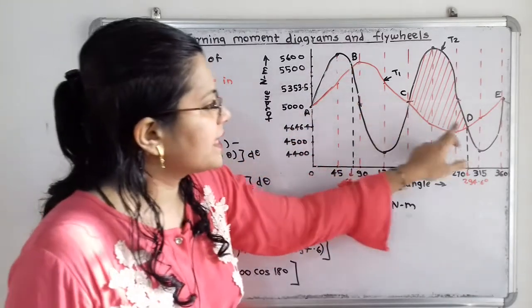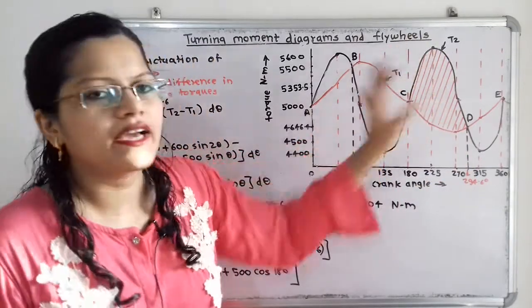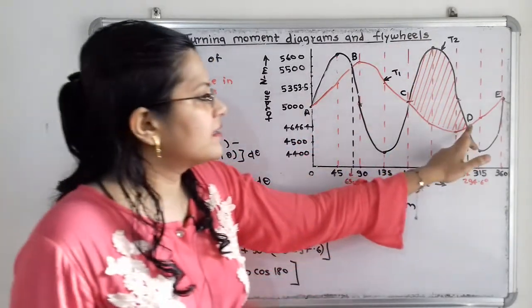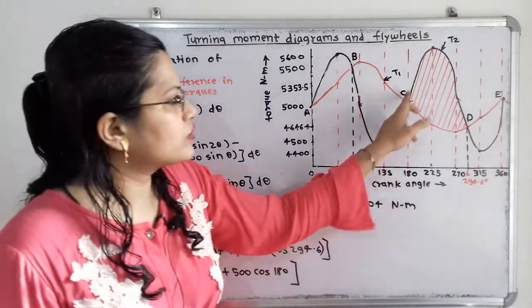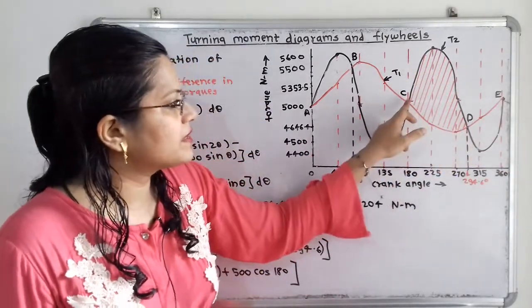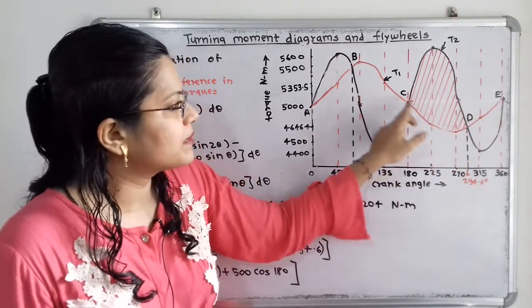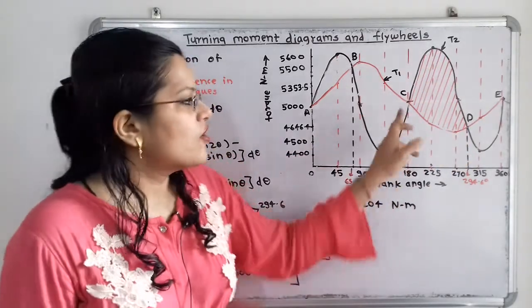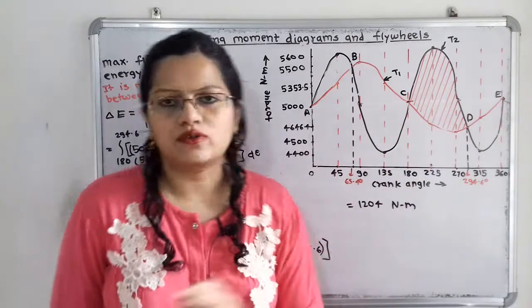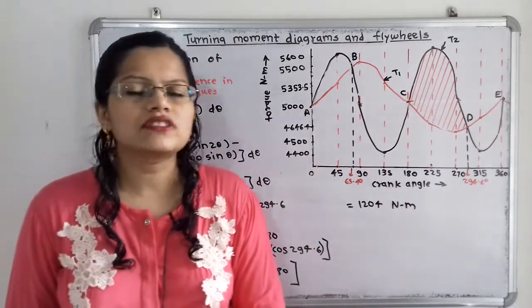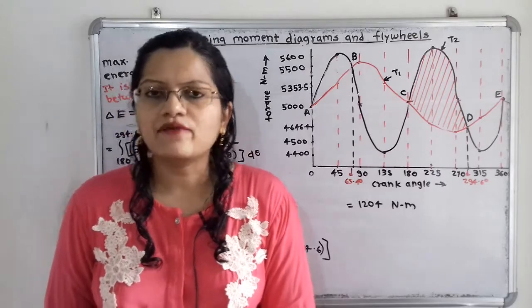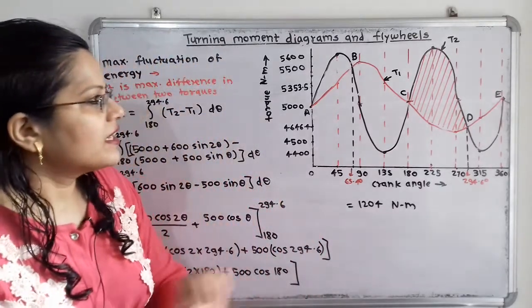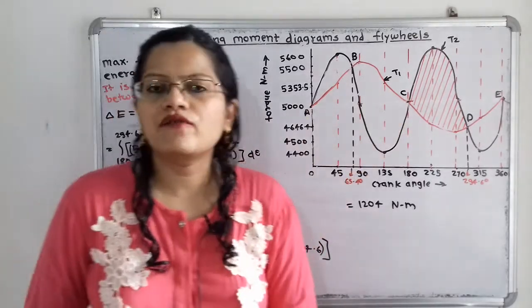But in between C and D, the maximum area is covered, and between D and E there is a small area. Now, how do we find the area covered between these points C and D, and between these two torques, that is, torque T1 and torque T2? Here the torques are given in terms of equations, and now we will decide how to proceed.